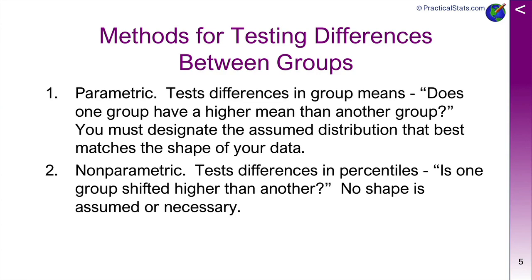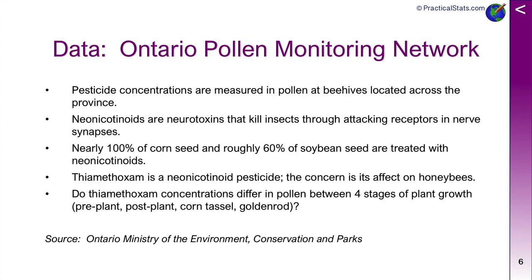The data today I'll use is from the Ontario Pollen Monitoring Network. There they've looked at pesticide concentrations in pollen at beehives across the province. And there are pesticides of interest. These pesticides, the class is, let me see if I can get it right, neonicotinoids, related to nicotine, I believe. And they're neurotoxins so that they kill insects by damaging their nerve system. And unfortunately, they're not real selective in what it does with different types of insects. And so the concern is the effect on honeybees here.